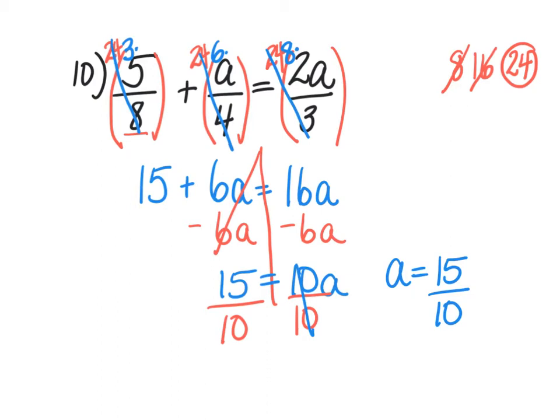So my solution is A is equal to 15 over 10. Well, this can be reduced because 10 doesn't go into 15 evenly, but I can reduce the numerator and the denominator by 5. So A is going to be equal to 3 over 2. All right, just totally coincidental that we got the same solution for both equations.